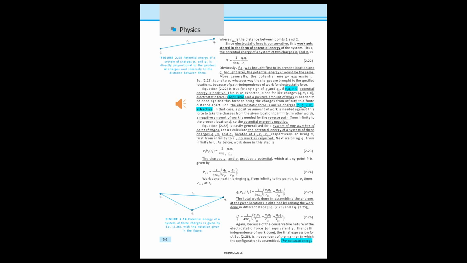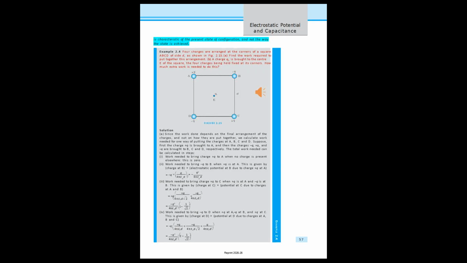Again, because of the conservative nature of the electrostatic force, or equivalently the path independence of work done, the final expression for U, that is equation 2.26, is independent of the manner in which the configuration is assembled. It is characteristic of the present state of configuration, and not the way the state is achieved.